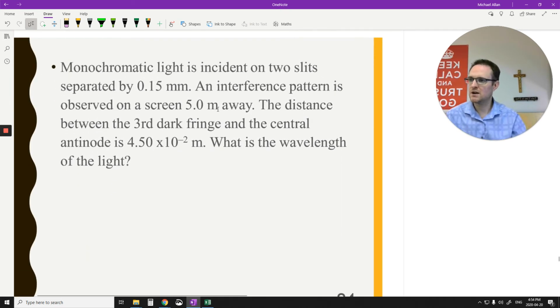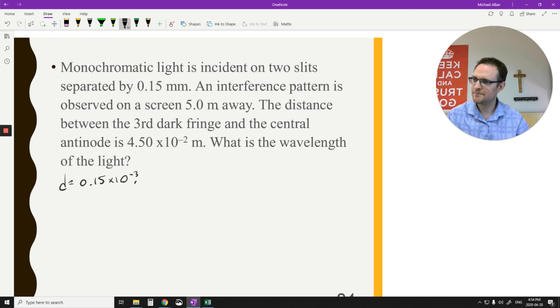Okay. Monochromatic light is incident on 2 slits, and they give us the slits here. So I'm just going to list off my variables again. I didn't do it in the last one, but I'm going to do it in this one. Interference patterns observed on a screen. Oh, that's 5 meters away. Okay, so I'm changing everything in meters anyway.